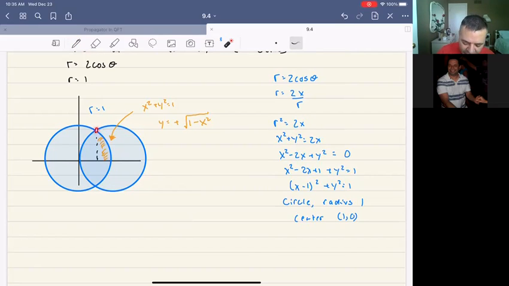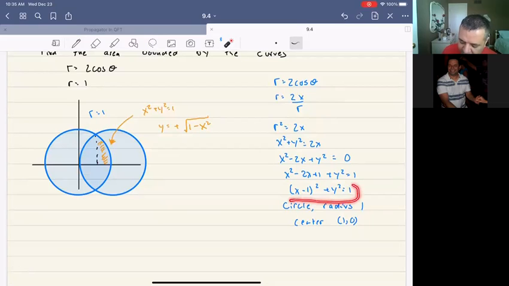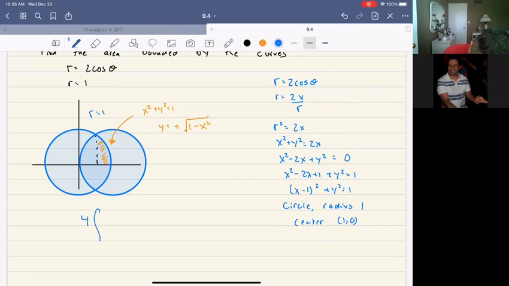Okay, so this point here, that's actually x equals 1/2. You can tell just by the fact of symmetry, or you could set x minus 1 squared plus y squared equals 1 equal to x squared plus y squared equals 1, and you'll get x equals 1/2. Okay, so what we're going to do is set up the integral. We're going to take 4, because we're going to have 1, 2, 3, 4 times that integral, the integral from 1/2 to 1 of the square root of 1 minus x squared dx.